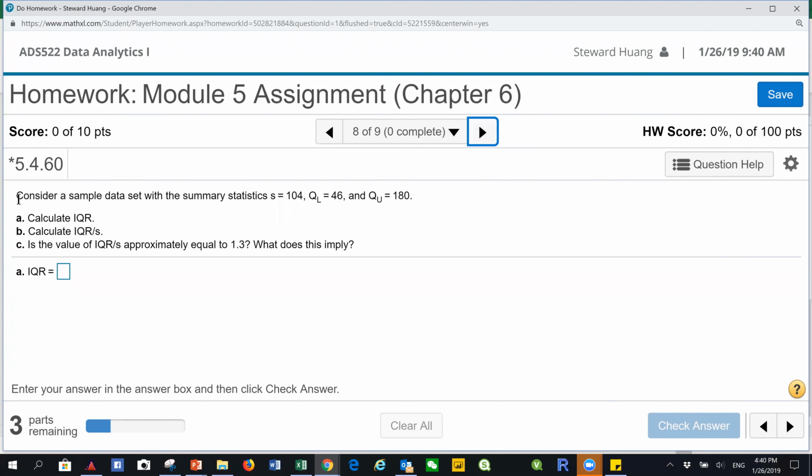This one, calculate the IQR, the interquartile range, and then divide by S. These are pretty straightforward. I'll leave it to you to calculate. IQR is the interquartile range, the third quartile minus the first quartile.